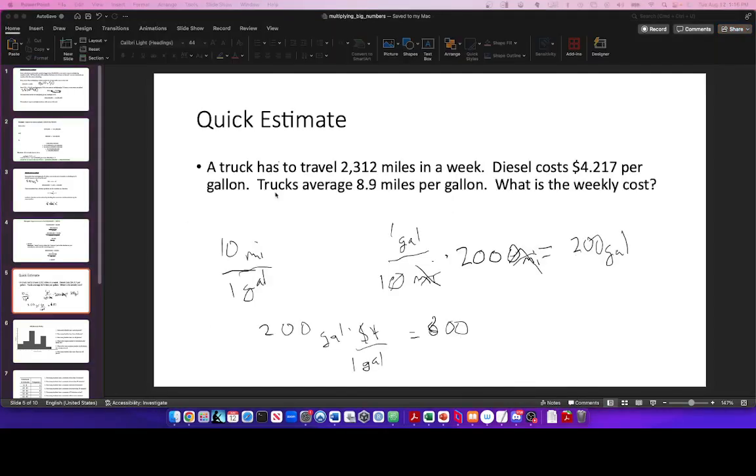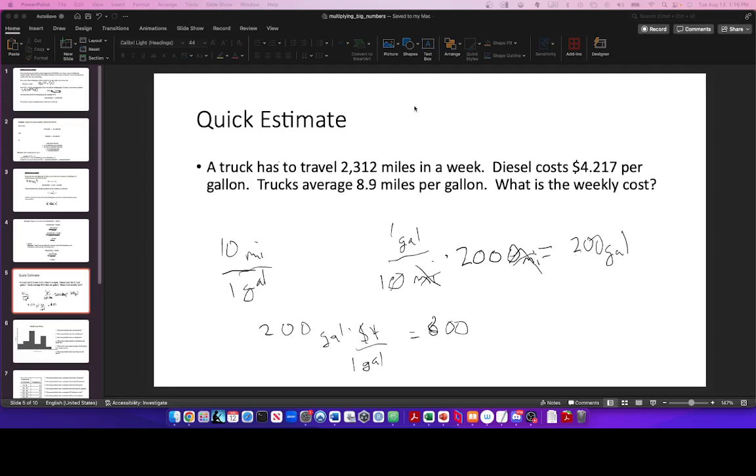As a quick example here, we've got a truck that travels 2,312 miles in a week with diesel that costs $4 and 27.7 cents. We're getting into fractions of a cent, which will matter if you spend enough on it. And it gets 8.9 miles per gallon. We want to know the weekly cost. Since we just practiced doing things with powers of 10, let's do that.